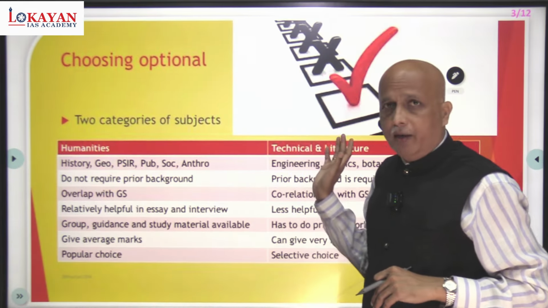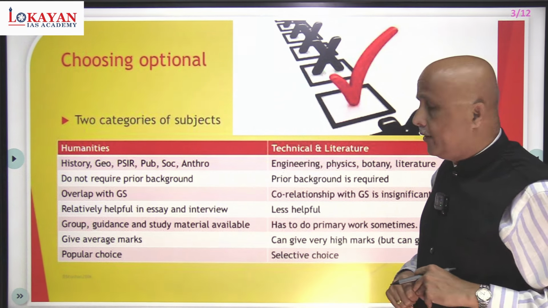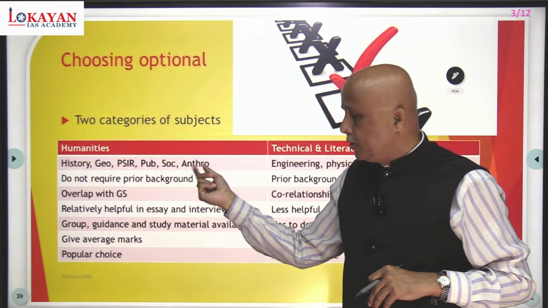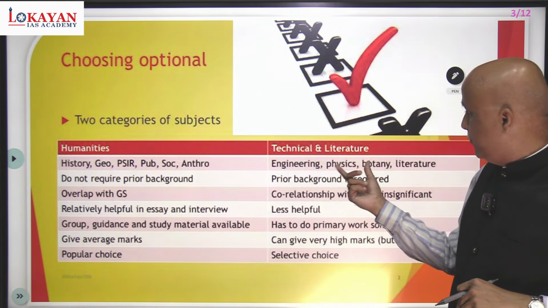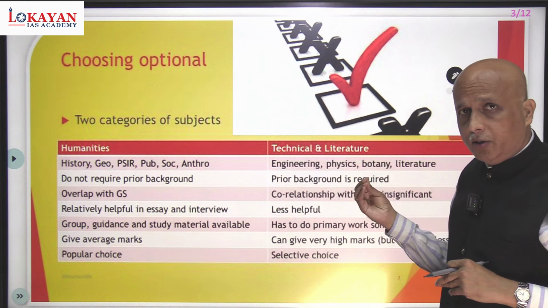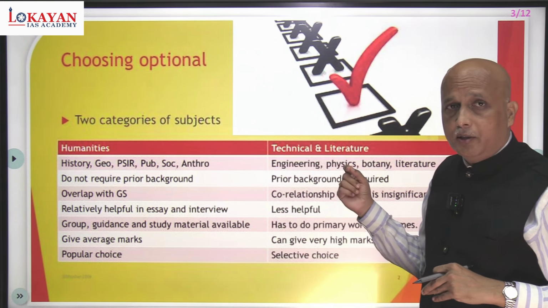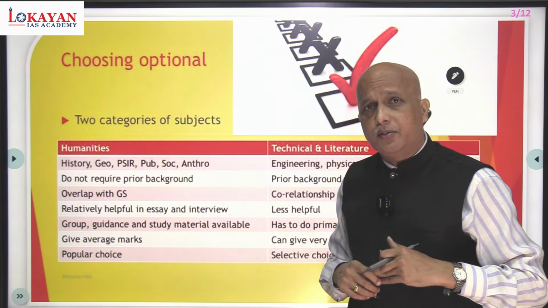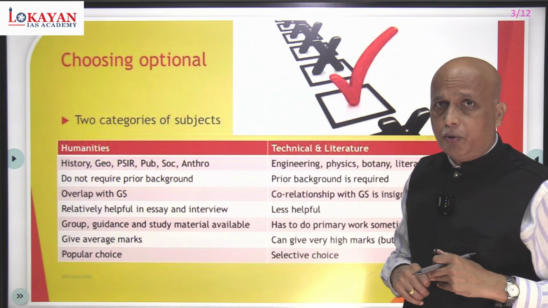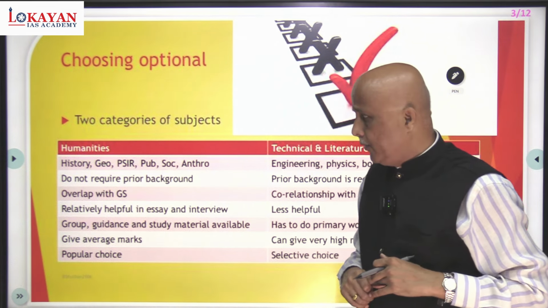Two categories of subjects we can identify out of 25. Some are from the humanities side and some are technical or literature type subjects. On the humanities side: history, geography, PSIR, public administration, sociology, anthropology. On the technical side: engineering, physics, botany. And literature includes a number of literatures, like Hindi literature, Bengali literature, Telugu literature, etc. Humanities do not require a prior background, but prior background is required in the technical and, to some extent, literary subjects. Suppose you take statistics, then you should have a graduation or post-graduation in statistics. Then only it becomes easier. Otherwise, it's not easily possible. But for history, sociology, PSIR, geography, no such background is exactly required.